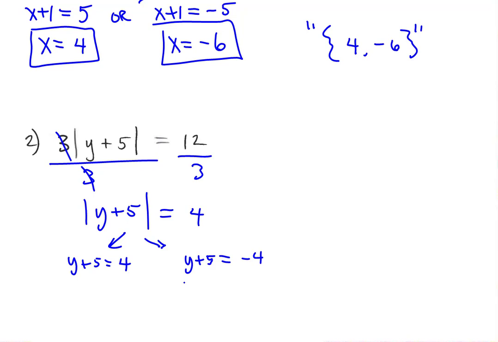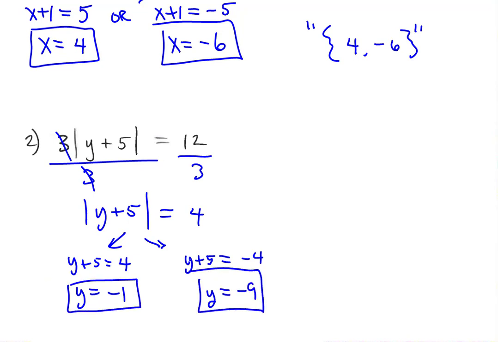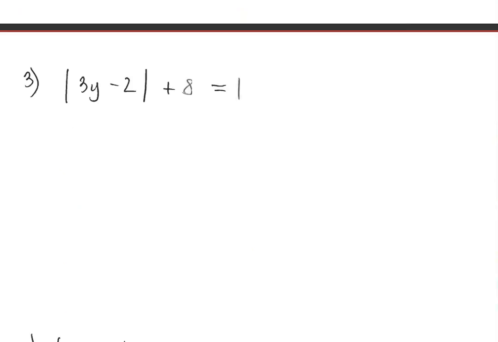In each case, it's a much simpler linear equation where we can subtract 5 from both sides, which will yield, in the first option on the left side here that we wrote out, y equals negative 1, or, in the other case, when we subtract 5 from both sides, y equals negative 9. So both are valid solutions to this equation. Let's consider a third example.